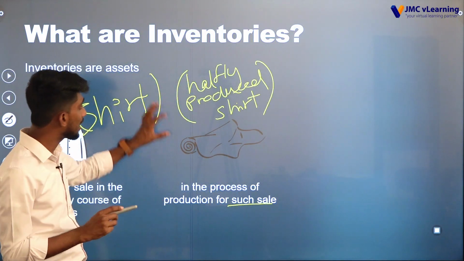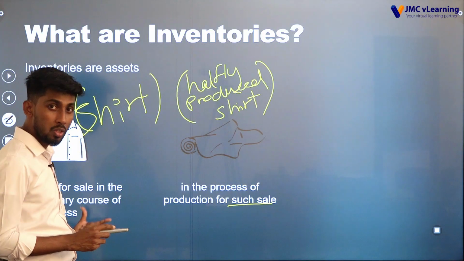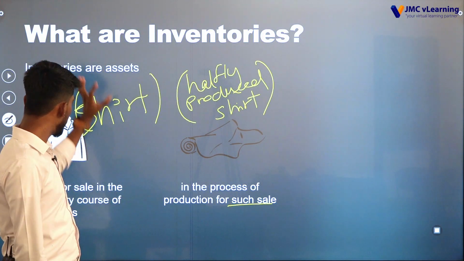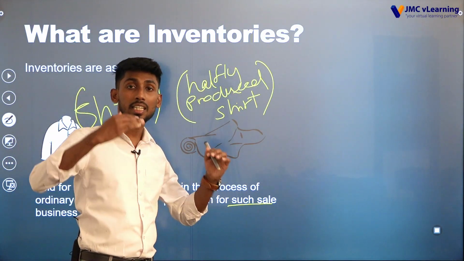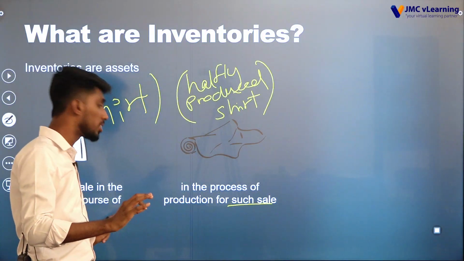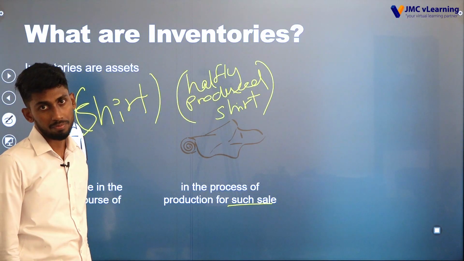So why are these produced? Because they are to be sold in the ordinary course of business. Therefore, not only these finished shirts, but also the shirts which are in the production line, still being processed for such a sale, are also identified as inventory.